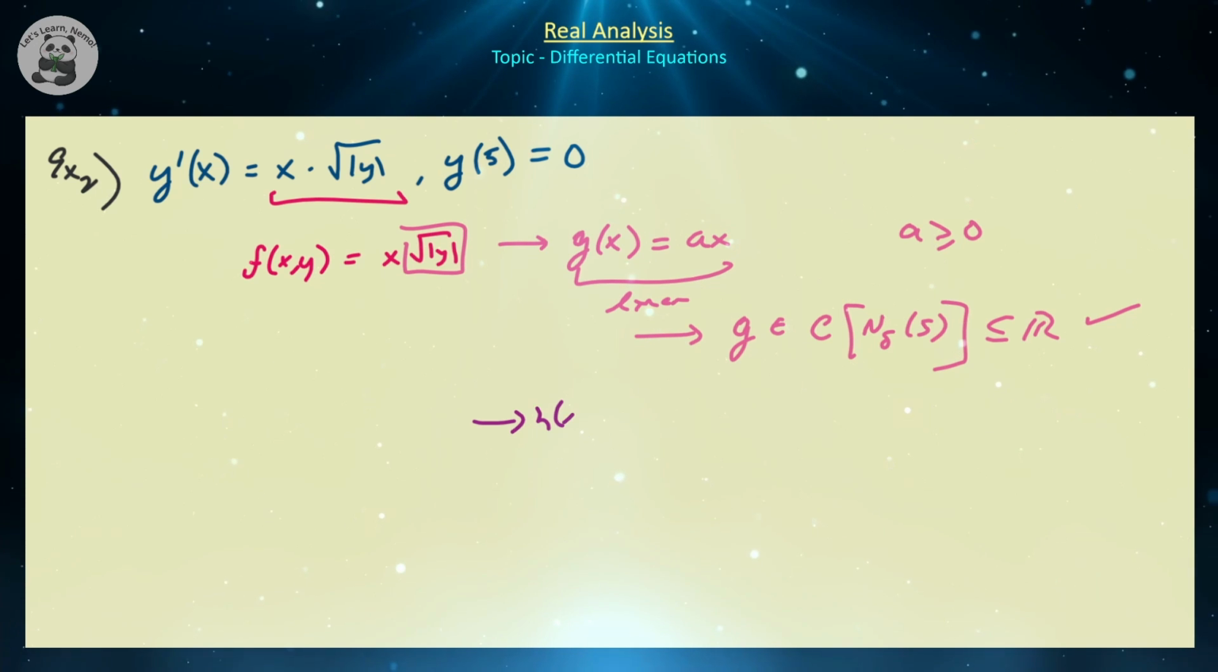Now we're going to define a new function, let's call it h of y, and that's going to be equal to, so x is a constant as far as we're concerned, so we're going to have a times the square root of the absolute value of y.